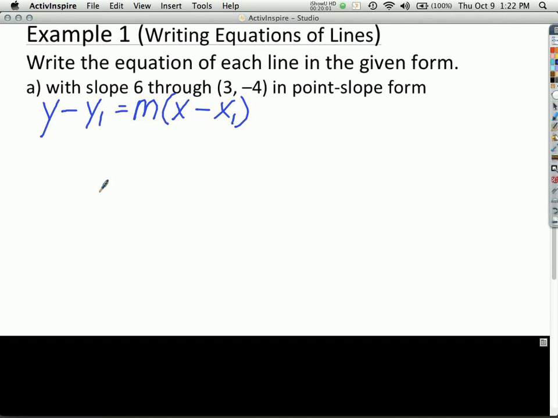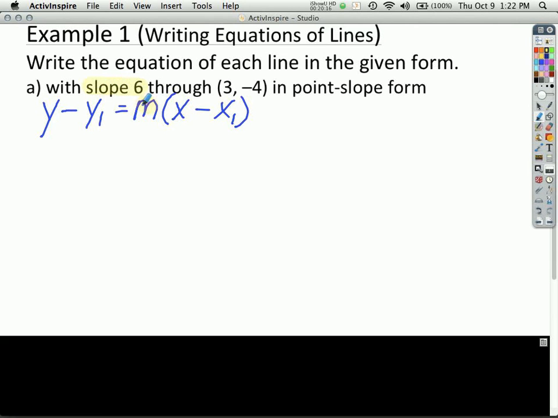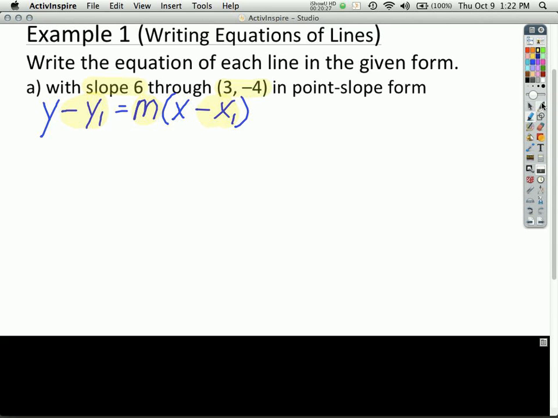So, take the information that we have and plug it into the form. If we're missing any pieces of information, we have to find the pieces of information. In this case, we're given the slope, 6, and that's going to go right here. And we're given an ordered pair right here, and that's going to go here and here. So we have all the information we need, so just go ahead and write the equation of the line and simplify anything that needs simplification.